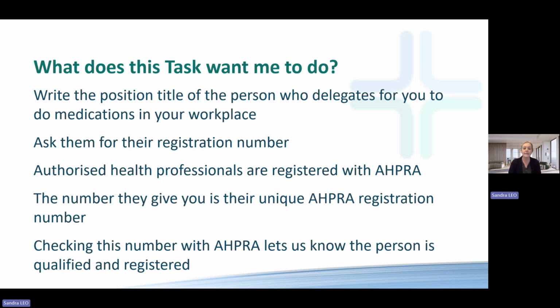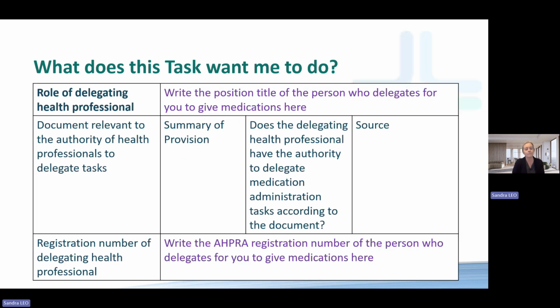So please write the position of the person who delegates to you for medications, and also please ask them for their AHPRA registration number. Just explain that you need the registration number to write an assignment. You do not write the person's name because it's not asking you that. It's asking you what's their job title, what's their registration number. So once you have the information, where exactly do you write that?